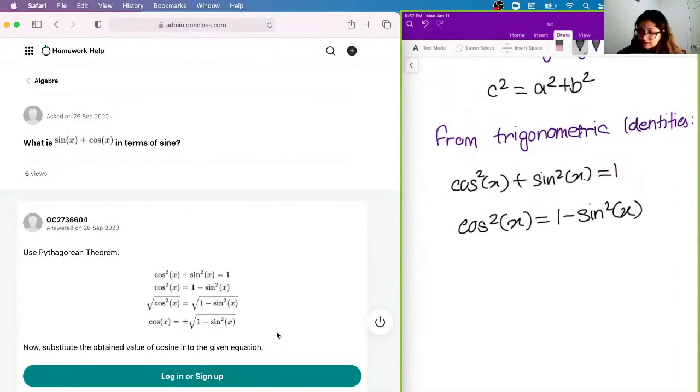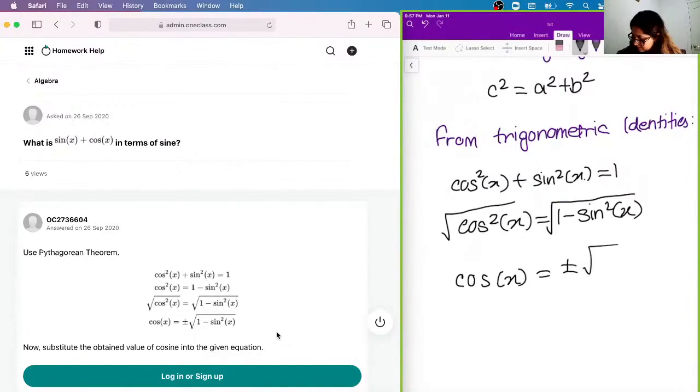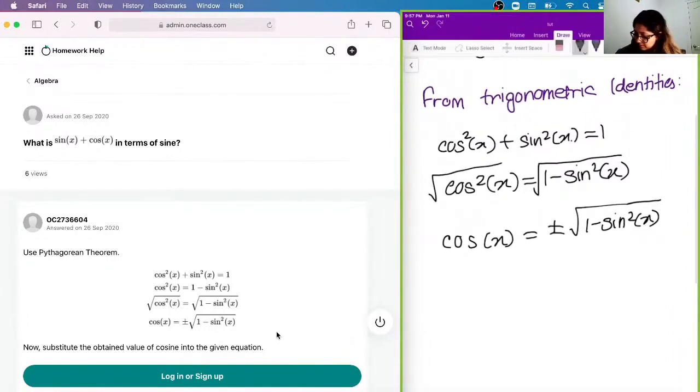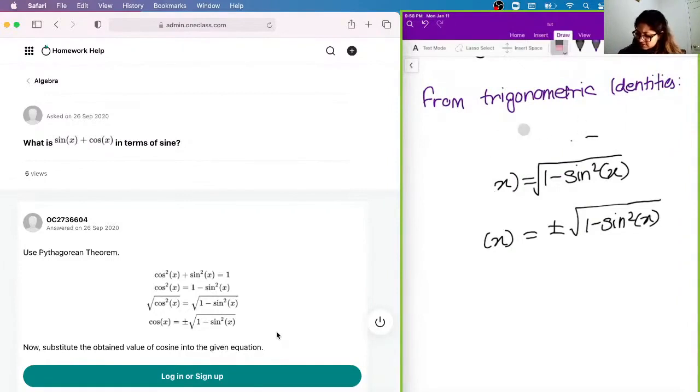And since we want our terms in sine, we have to square root both sides to cancel out the square. Okay, so we square root both sides, and you're left with cos x equal to plus or minus the square root of 1 minus sine squared of x. However, if it's in terms of sine, I think we just did the opposite.